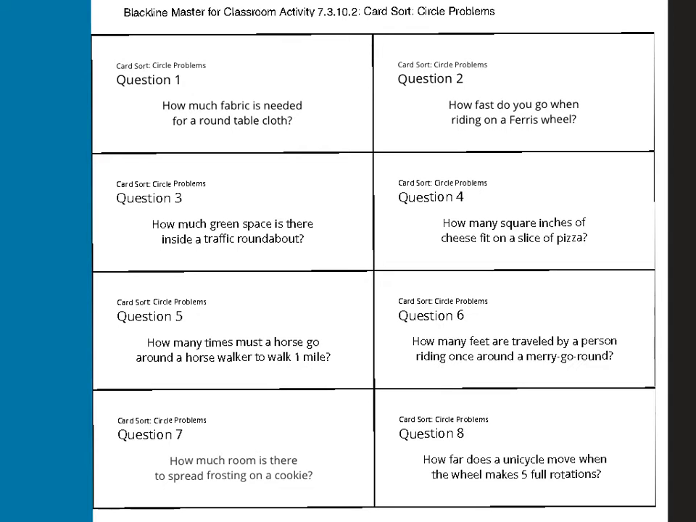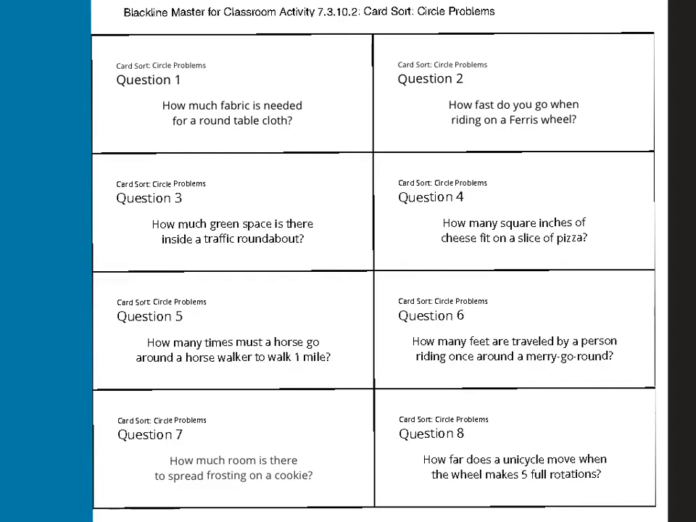Hey guys, here we are for lesson 10, the last lesson in chapter 3, distinguishing circumference and area. We're going to skip 10.1 and start on 10.2 on page 78. It says the teacher will give you a card sort with questions about circles. What we need to do is figure out if these are talking about area or circumference. So let's go through these together.